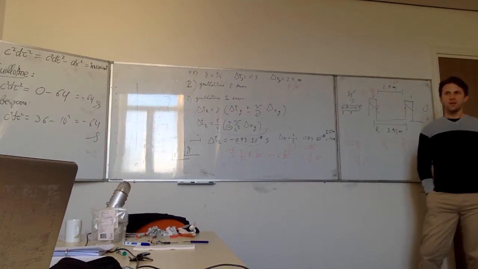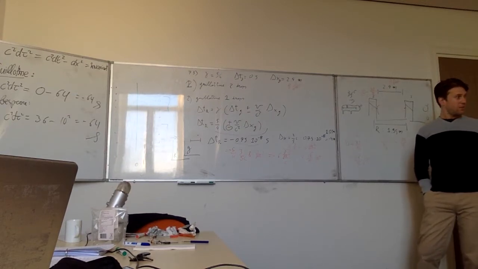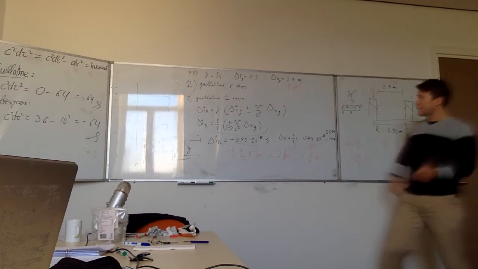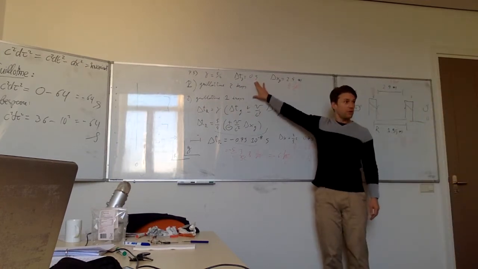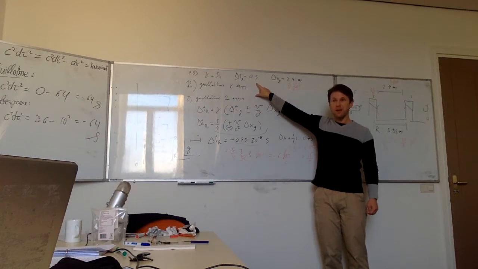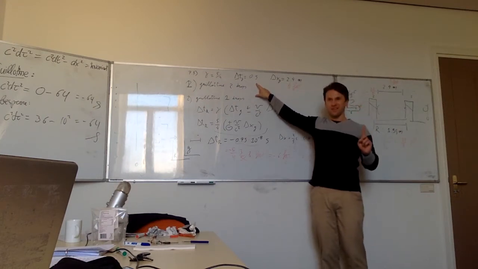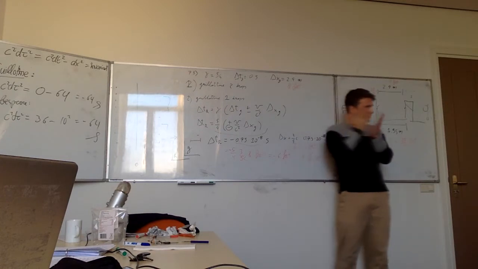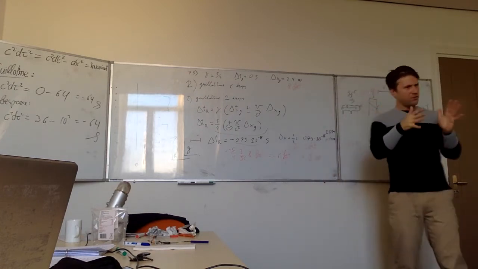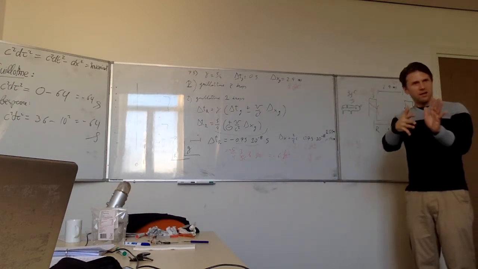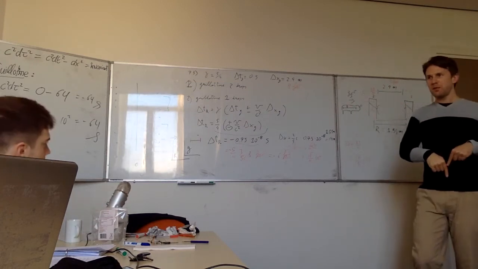D tau is the amount of time between two events. In our case, those are these two events because that's how we chose them. It's the amount of time between these two events as seen by somebody who sees them happen at the same time, at the same location. Right, d tau was a proper time. That's exactly what it meant. The amount of time between two events, if you see the two events happen at the same location.